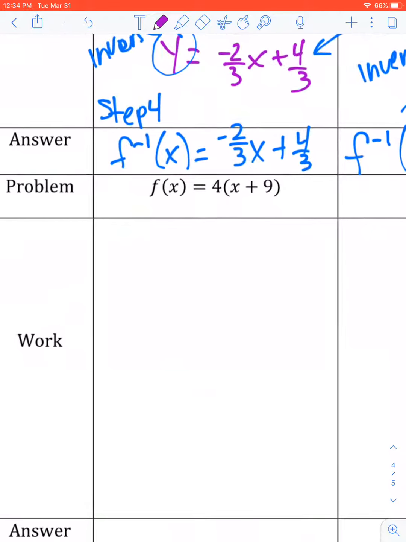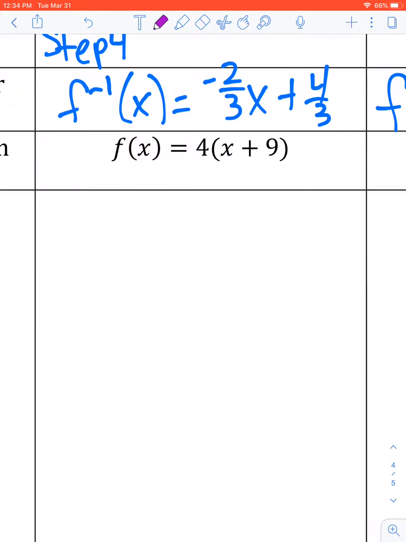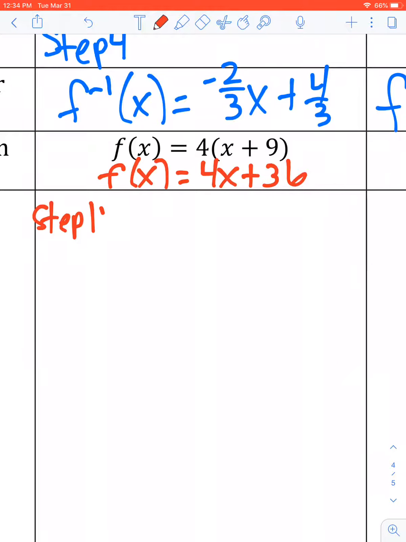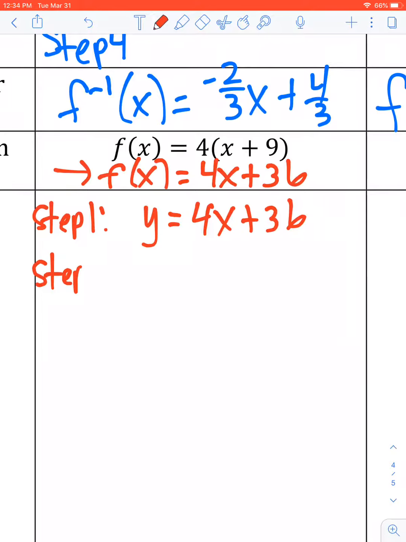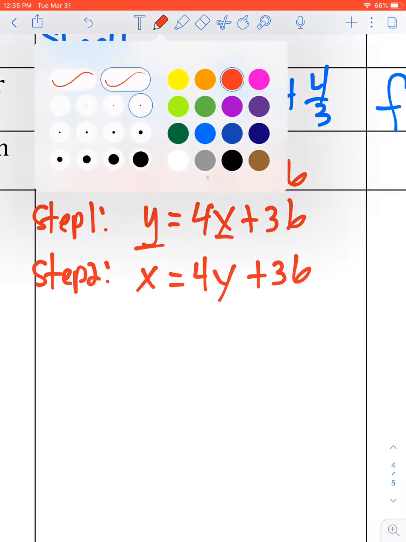Okay. Here we go. I'm going to rewrite this by distributing and make this f of x is equal to 4x plus 36. Okay, here we go. We do have to do step 1. Step 1, because we do have an f of x, I'm going to rewrite this as y equals 4x plus 36. Step 2, replace the x's and y's, switch them. So x is equal to 4y plus 36.